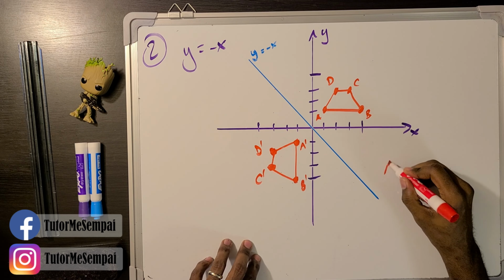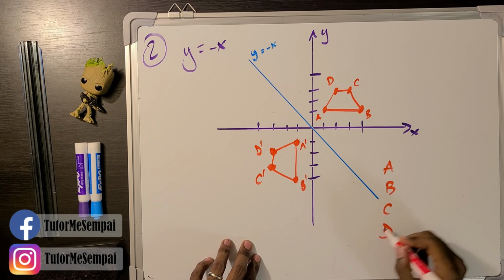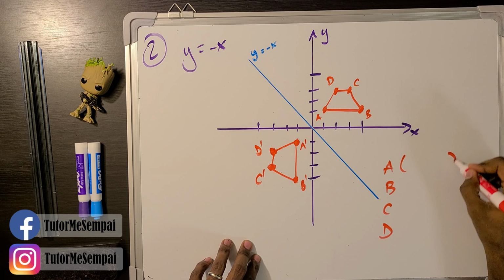So we're going to start with our A, B, C, and D. And what was A? Well, A in this case is going to be 1, 1. How about B? B is going to be 4, 1. How about C? C was 3, 3. And D was 2, 3. Now, if we were to look at this graph, this A prime, B prime, C prime, and D prime, what would be our points?